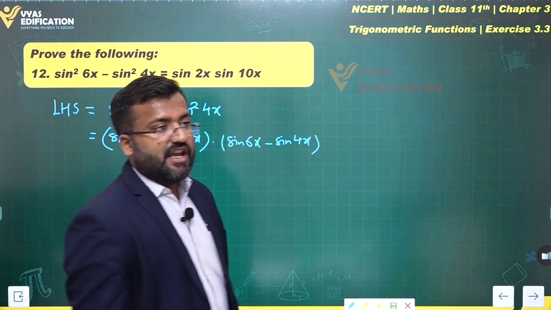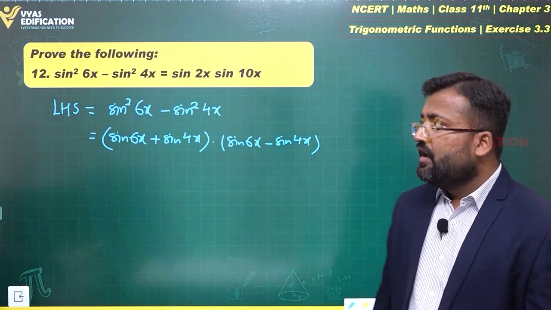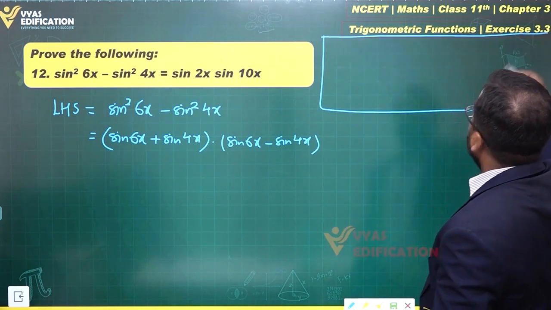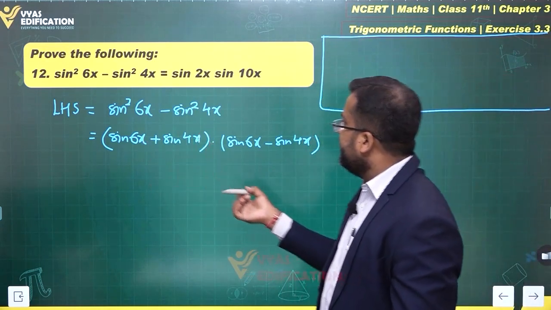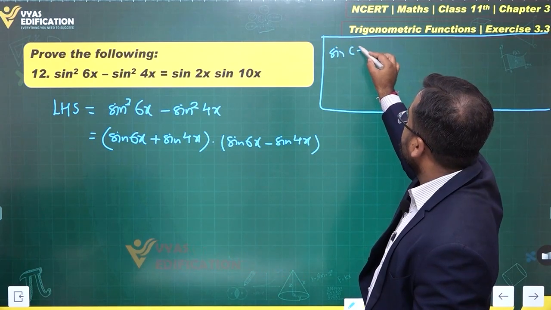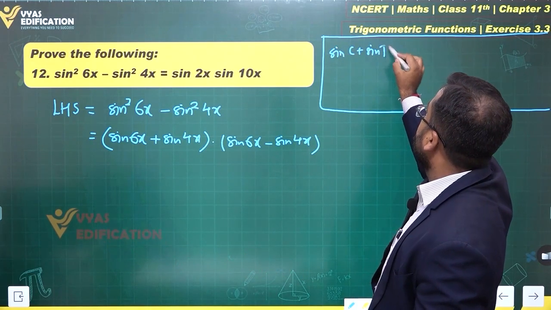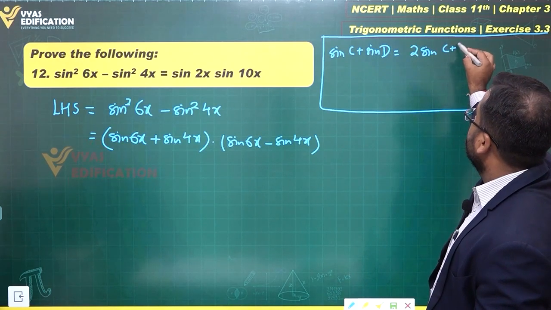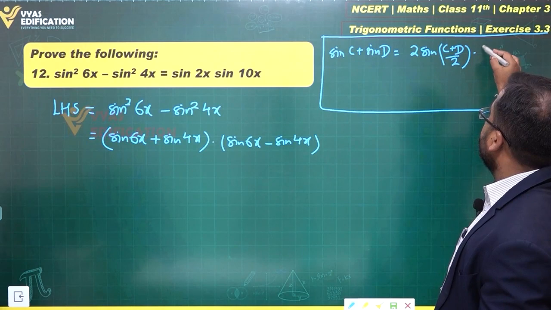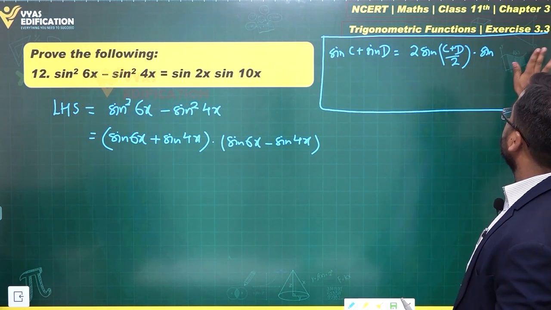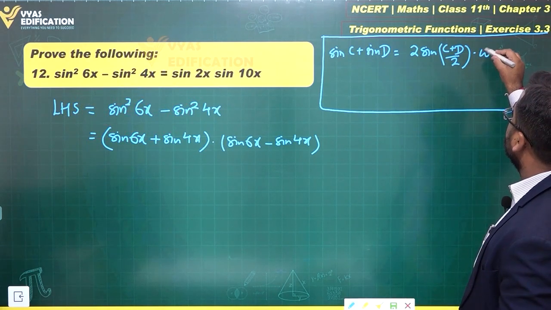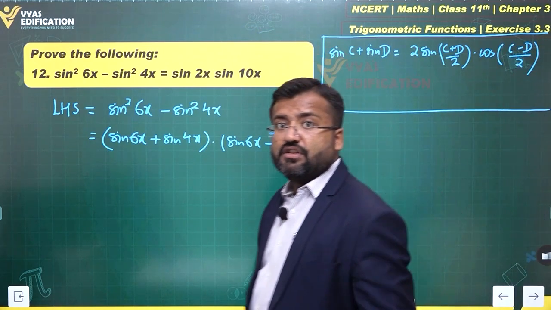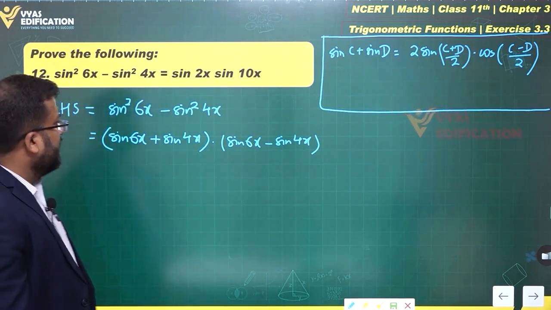What next? Next, I would like to apply some concepts of transformation. Concepts of transformation imply that I have formula of sine c plus sine d. What is the formula for sine c plus sine d? This is equal to 2 sine c plus d by 2 cos c minus d by 2. This is one version, right? That's what we have, right?